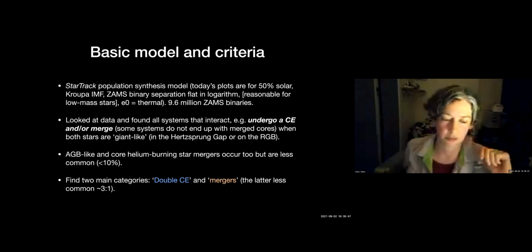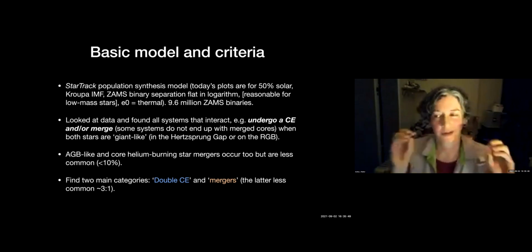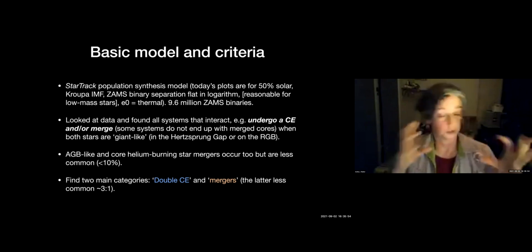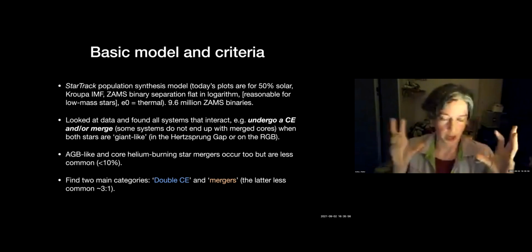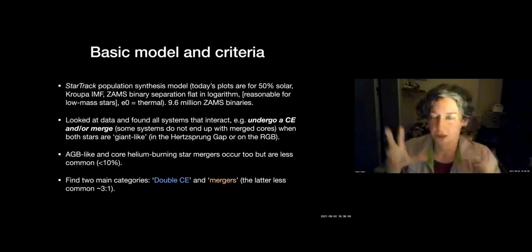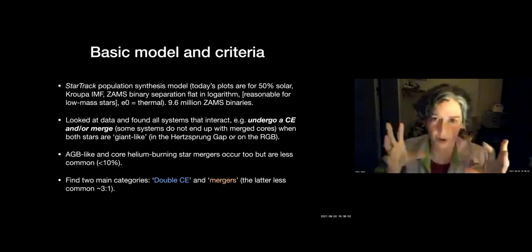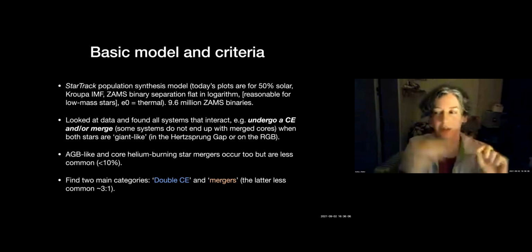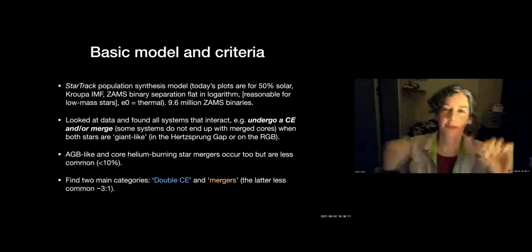And so I put them in two different categories. There's what I call the double CE, where both stars on the giant branch or Hertzsprung gap fill their Roche lobes at the same time and undergo this double common envelope. And then there's also mergers, and it's a little bit ambiguous, but at least in the code, what happens is one of the stars rapidly fills its Roche lobe, and on very short time scales, the cores merge with each other.